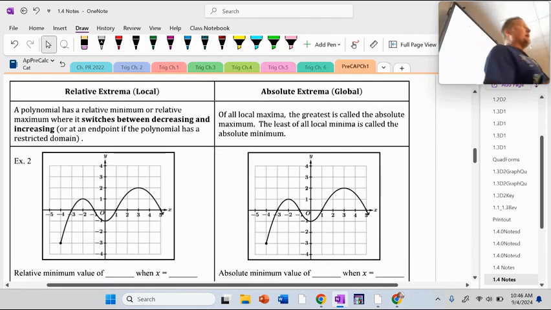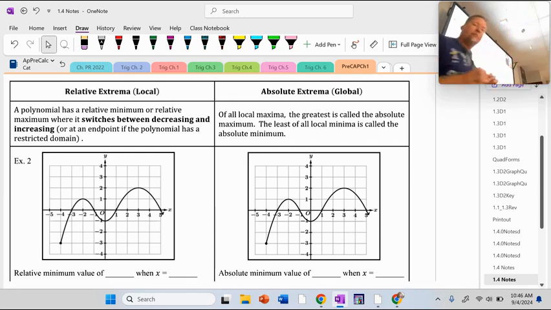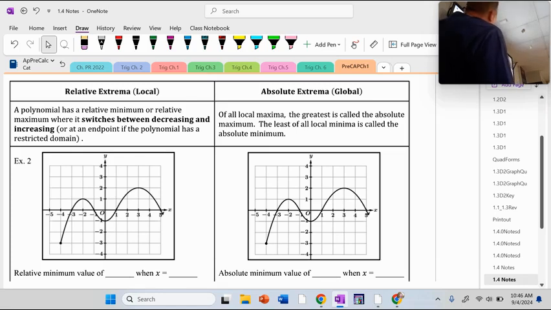Okay. Oh, I really made a mistake. I think I'm going to make the same mistakes that I made first hour, or at least one of them. So on this first one, I'm just going to do relative extrema, the idea of relative compared to absolute.